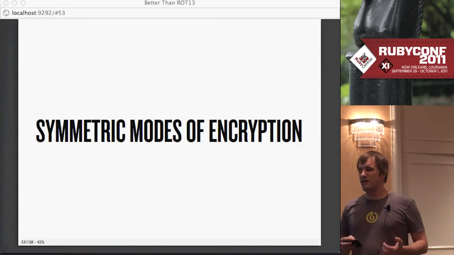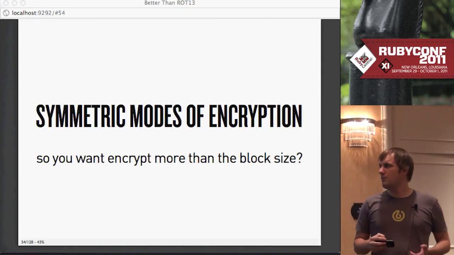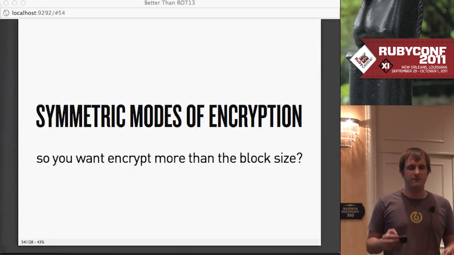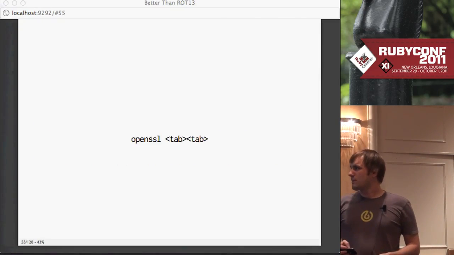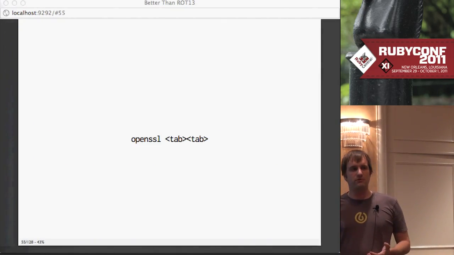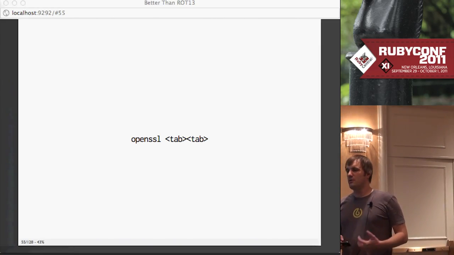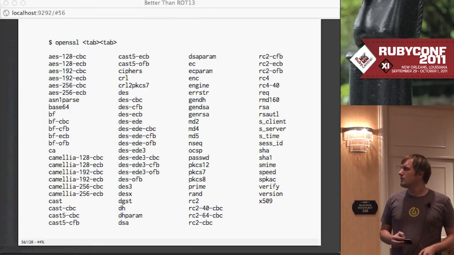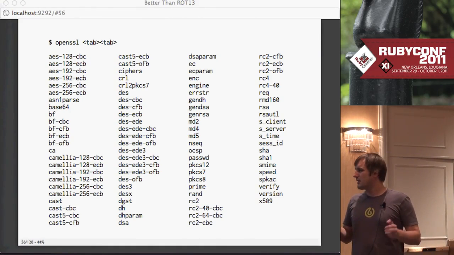So moving on to symmetric modes of encryption. Say you want to encrypt more than 16 bytes of information. This is how you use modes of encryption to do that. If you were to open terminal and type OpenSSL space and then tab twice, you'll get a lot of stuff. It's all intermingled as well. There's symmetric, asymmetric, all kinds of stuff in there.